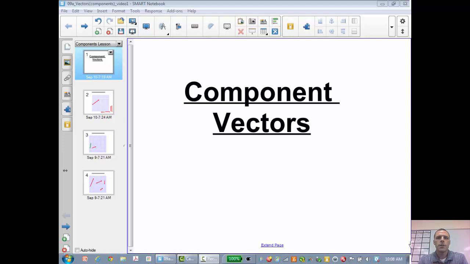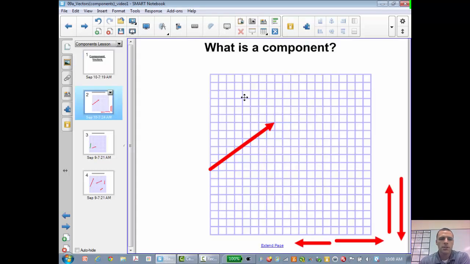Hi everyone, in this video I'm just going to run through the basics of component vectors. Component vectors are one of the ways that we can work with vectors to add them together. To get started, I just want to talk about what a component vector is. I think what you should know is that every vector has what we call two component vectors.